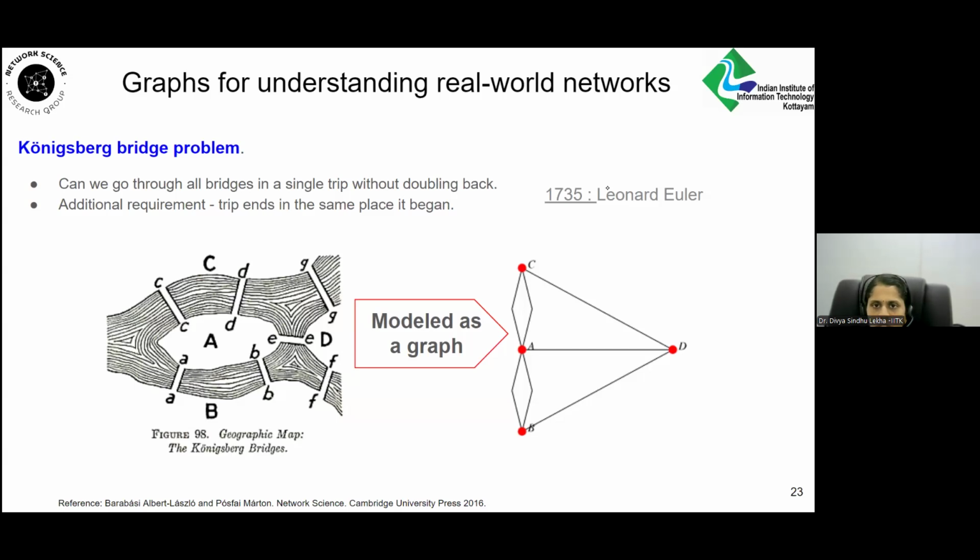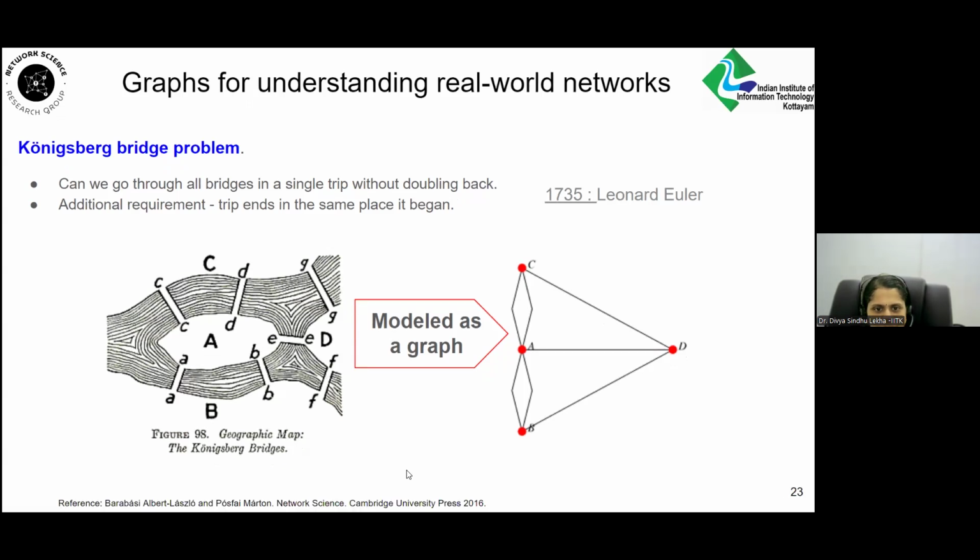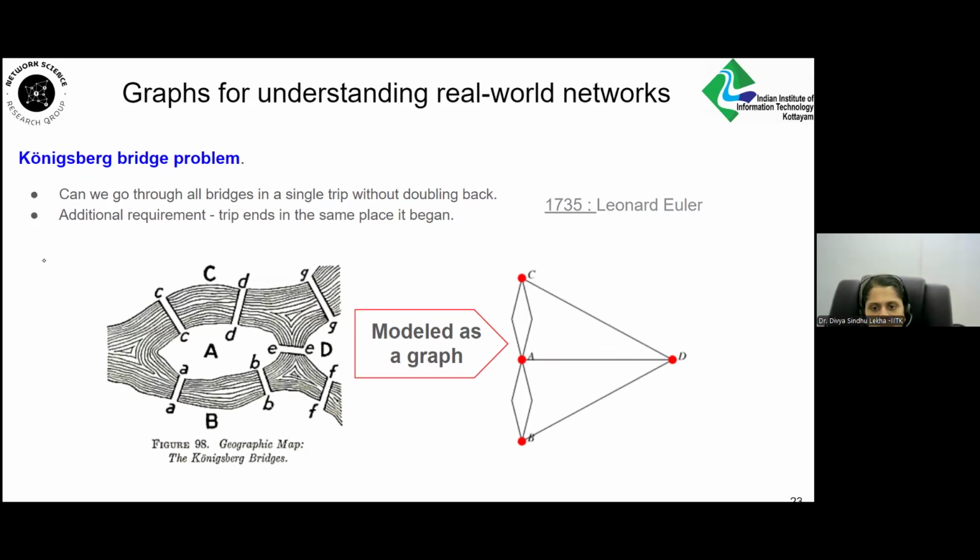I hope you all know what the solution to the problem is. If you can, give it in the chat box. If you don't know the problem, you can mention that, or if you know the problem and the solution, you can mention that too. And what kind of graph theoretic problem is this? If anyone knows, you can put it in chat. Yes, it is basically Euler graphs. Okay, fine.